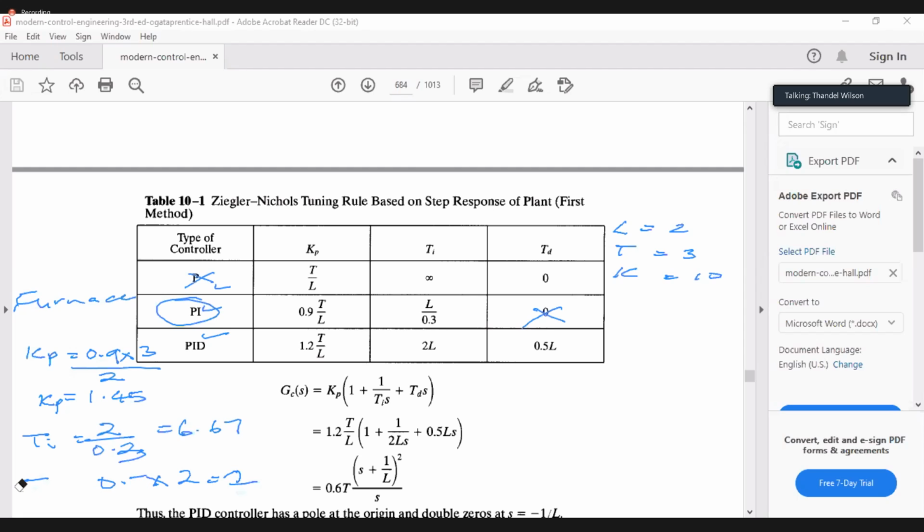I want 0.5 times 2. But is this the one we use? Oh, yeah, I just realized, I go for the PID one. All right, so now we need Ki. So Ki is going to be equal to Kp divided by Ti.